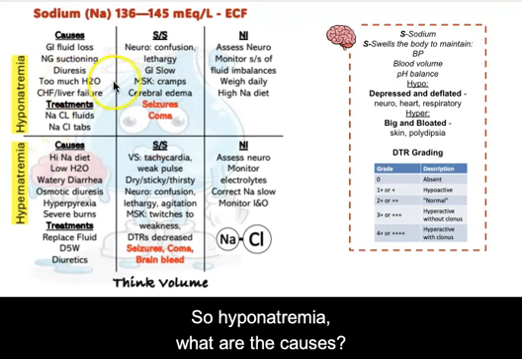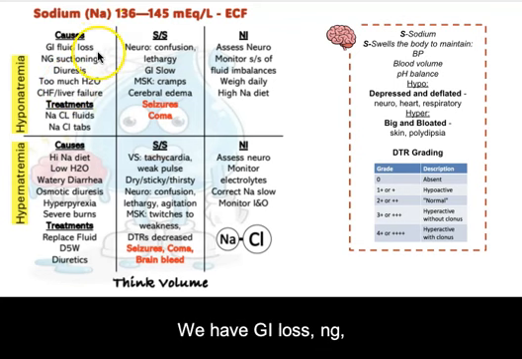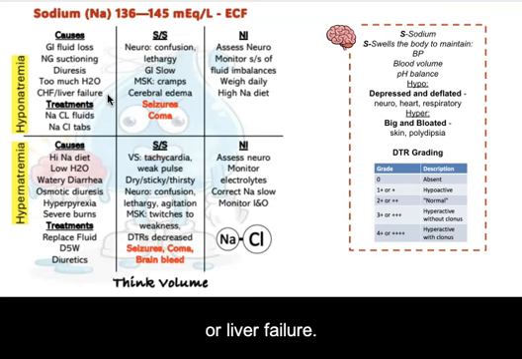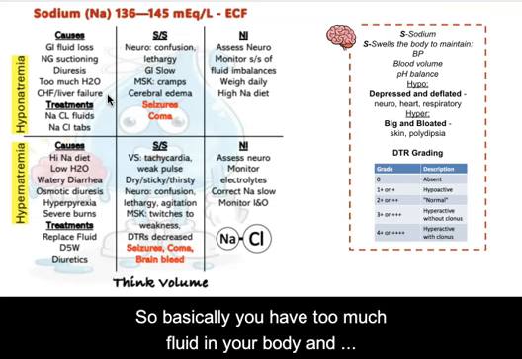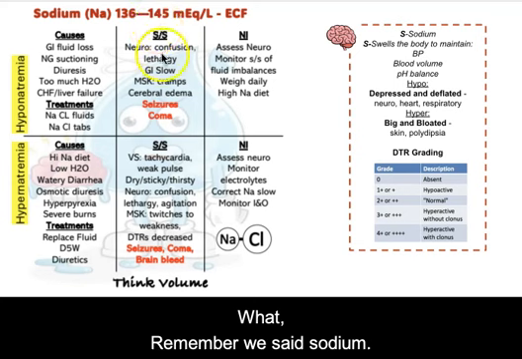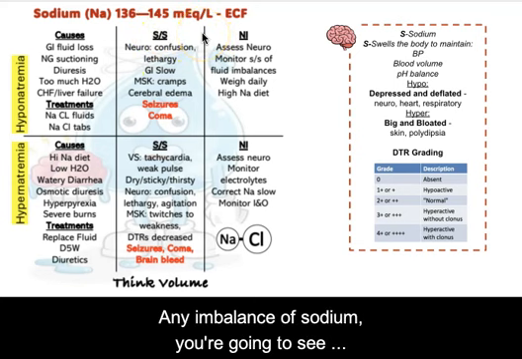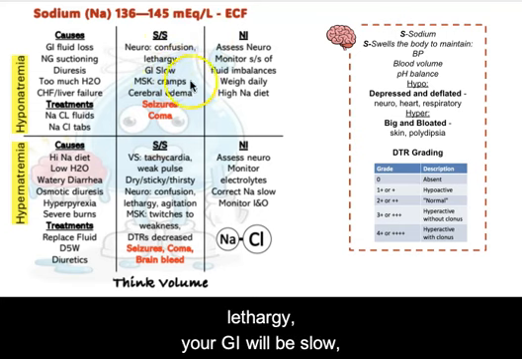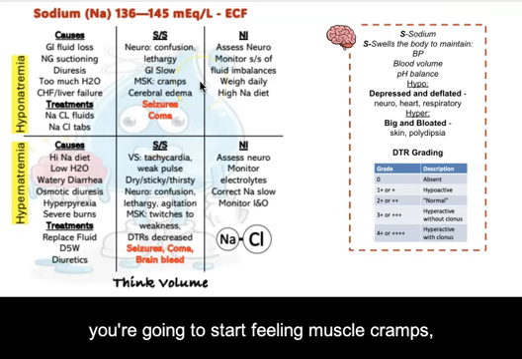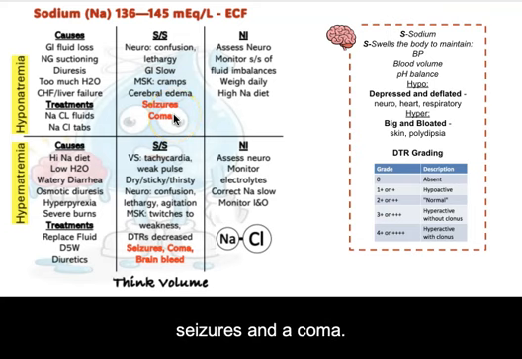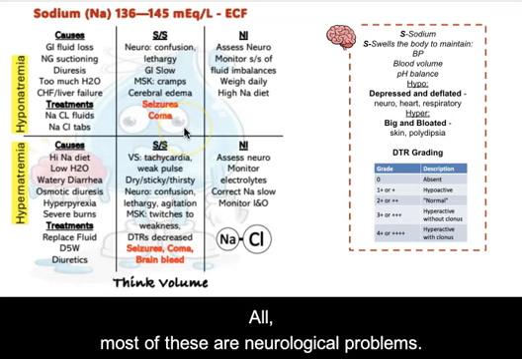So hyponatremia, what are the causes? We have GI loss, NG suctioning, diuresis, too much water. You have chronic heart failure or liver failure. So basically, you have too much fluid in your body, and so your sodium concentration is low, right? But remember we said with any imbalance of sodium, you're going to see neurological issues. So you're going to see confusion, lethargy. Your GI will be slow. You're going to start feeling muscle cramps. You can develop cerebral edema. Severe complications are seizures and a coma. Most of these are neurological problems.